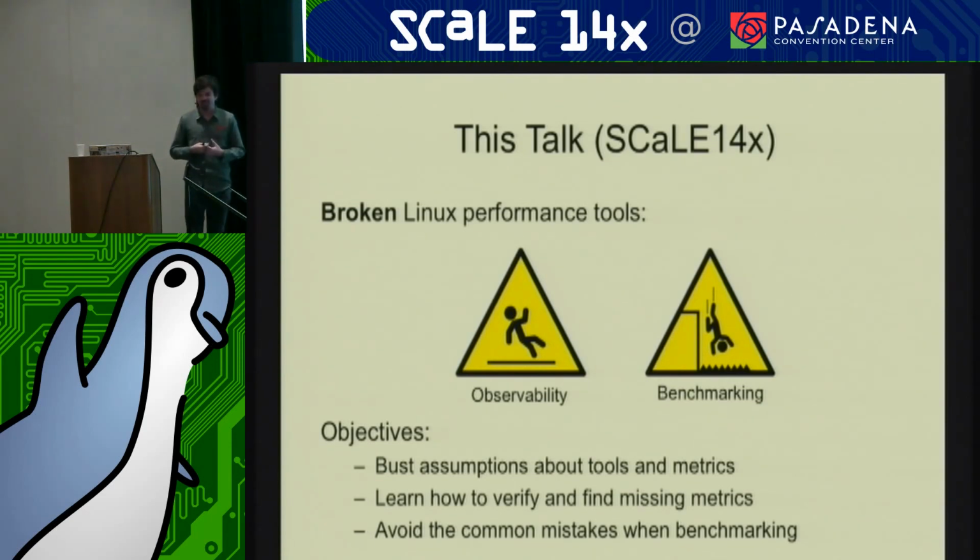I will embrace the bad and talk about it, and we can see the sort of solutions that help us navigate through the minefield that is performance. So you'll learn how to verify and find missing metrics and to avoid the common mistakes of benchmarking. I'm going to discuss current software, and as I talk about various bugs, you might think, well, I can fix that. Yes, please do. So if in a couple of years I give this talk, it might be a shorter talk, and maybe we'll get it down to a 30-minute talk. That'd be great.